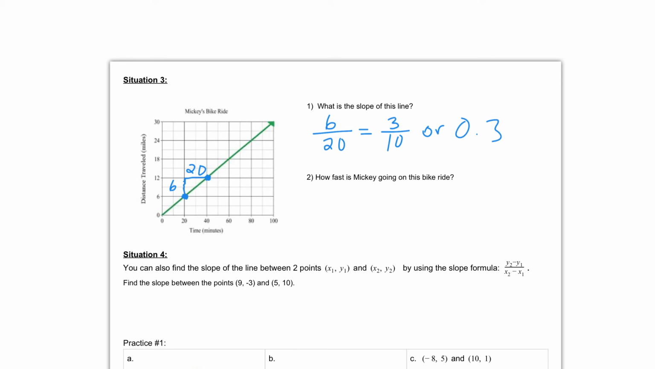In number 2, it says how fast is Mickey going on his bike ride? So we're looking to get our unit in there, our unit rate. So when we're looking at our unit rate, remember our y's are on the top, so the y unit is miles, and our x unit is minutes. So we could say he is going 0.3 miles per minute.